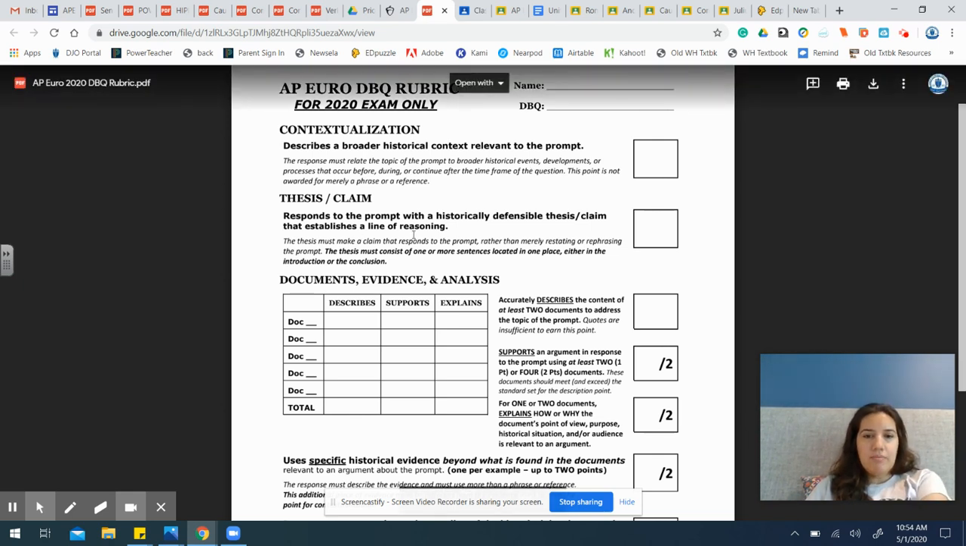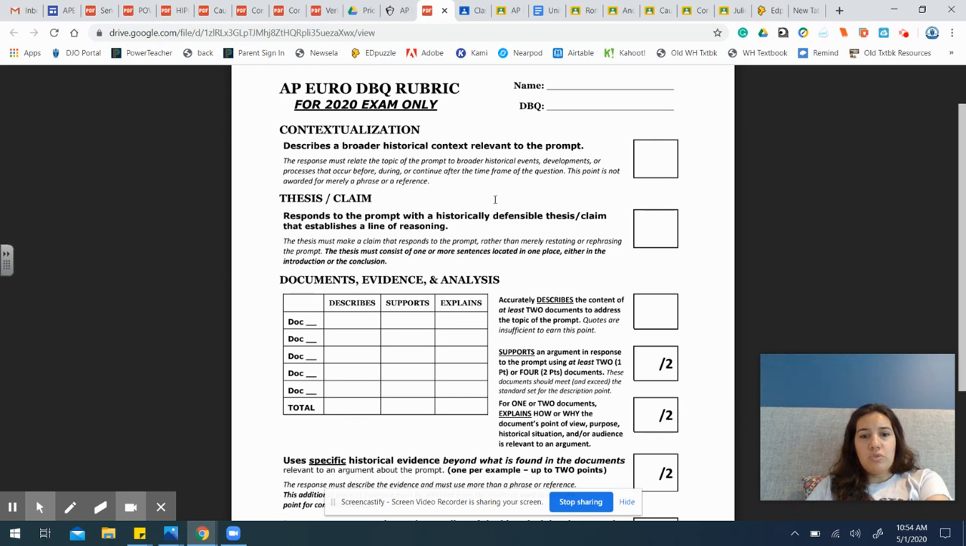So in your thesis statement, it responds to the prompt with a historically defensible thesis claim that establishes a line of reasoning. So your thesis statement is a direct argument or answering the question that's being presented. If you think back to some of the other things that we did, like we did one on the Renaissance DBQ packet, we did one on the Mary Wollstonecraft packet. The most recent one we did was the industrialization.